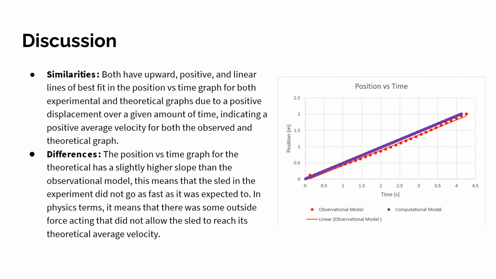The differences, however, is that the position versus time graph for the theoretical has a slightly higher slope than the observational model, meaning that the sled in the experiment did not go as fast as it was expected to. In physics terms, it means that there was some outside force acting on the sled that did not allow it to reach its theoretical average velocity.